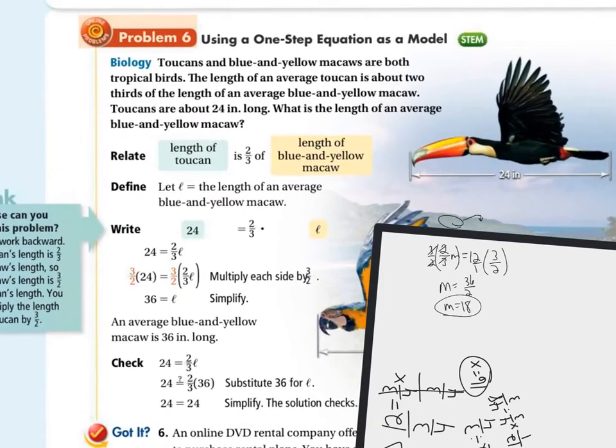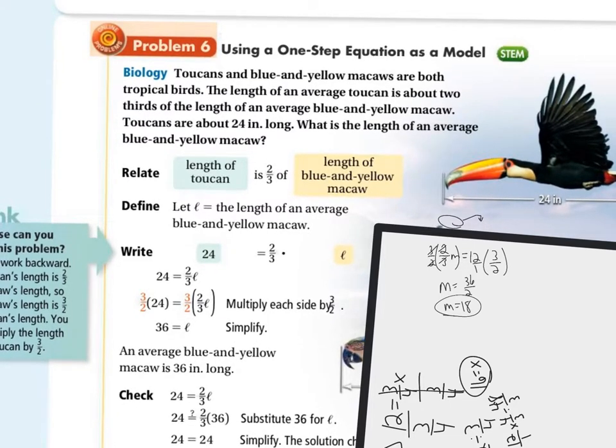Look at problem 6. Toucans and blue and yellow macaws are both tropical birds. The length of an average toucan is about 2/3 the length of an average blue and yellow macaw. Toucans are about 24 inches long. What is the length of an average blue and yellow macaw?